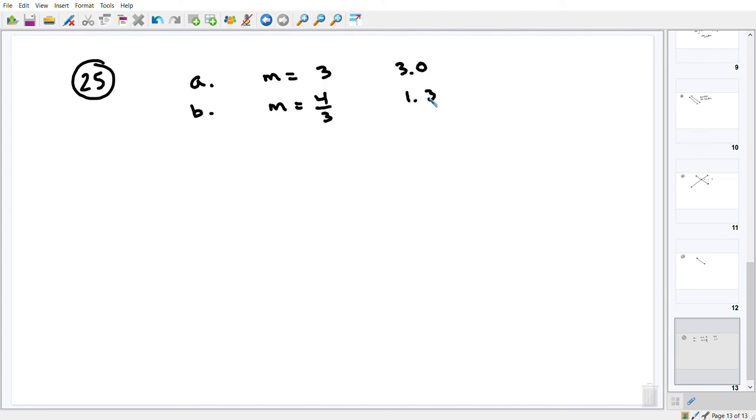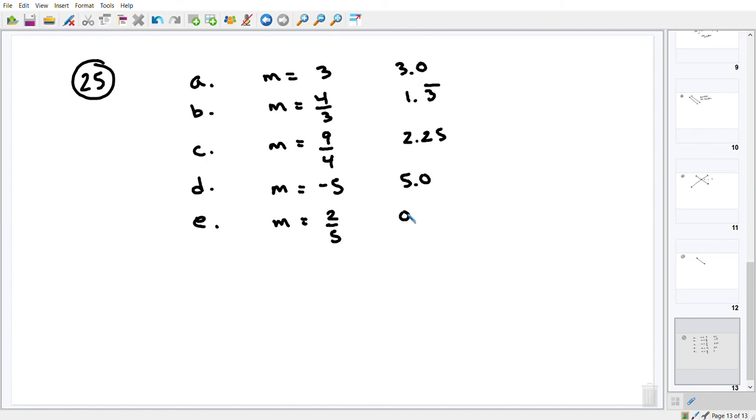Isn't that 1.3 repeating? C, my slope is 9/4. 2 1/4, which is 2.25. D, my slope is -5. But remember, we don't have to really worry about the negative sign when we're trying to make this decision, so we're just going to write 5.0. And E, the slope is 2/5, which is 0.40 or 0.4.